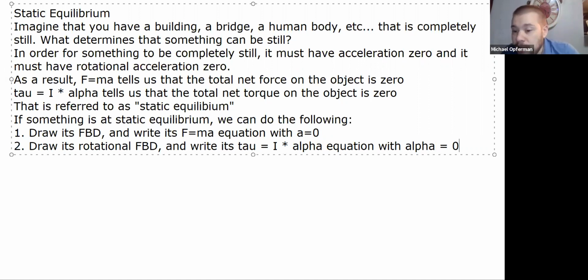So basically, take all the skills you learned in the F equals ma portion of the course to build the F equals ma equation, then take all the skills you learned in the course in constructing tau equals I alpha equations and do possibly both of them on the same system to prove that it's in static equilibrium and solve for whatever you might need to solve for. So that's the basic idea. If you see that something is completely still and stationary, it's not moving, it's not rotating, what you want to do now is think about both of those procedures, both of those frameworks simultaneously. So I'll show you an example of that in the next video.